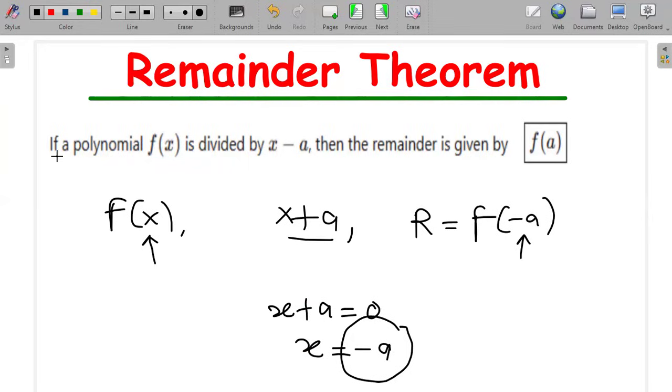You can read this definition here and memorize it, but I'm going to go through it. It says, if a polynomial f of x is divided by x minus a, it will not always be x minus a, as you see. You can also use x plus a if you want, but they just use x minus a because it is simpler. It's just going to give you a there and not minus a. So if a polynomial f of x is divided by x minus a, then the remainder will be given by f of a. And I've shown you how you can find the f of a there.